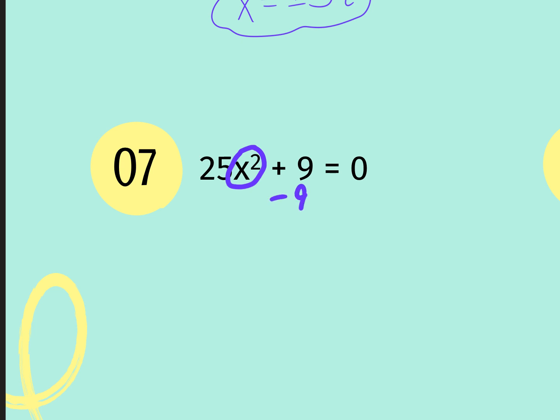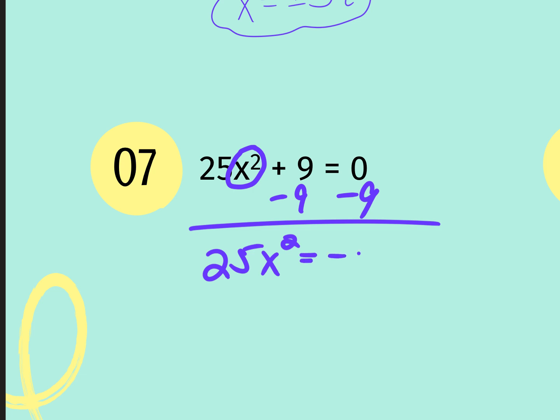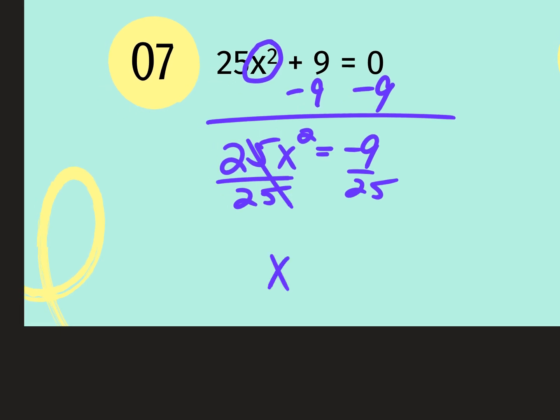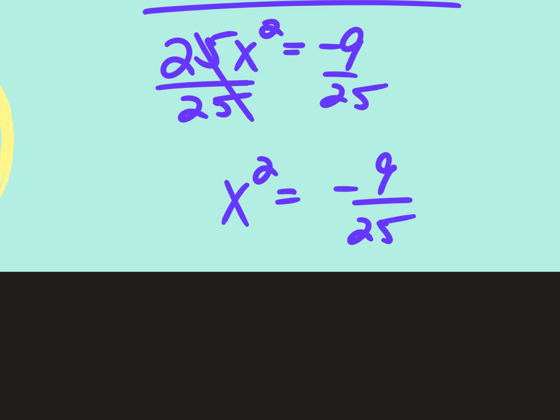Subtract the 9. Good. So 25x squared equals -9. And then what? Perfect. Divide by 25. Good. So you're left with x squared equals -9 over 25. Some of you can look at this and go, "I already know what the answer is." We're going to go through all the way, though.